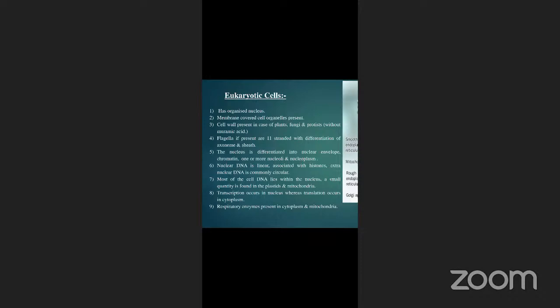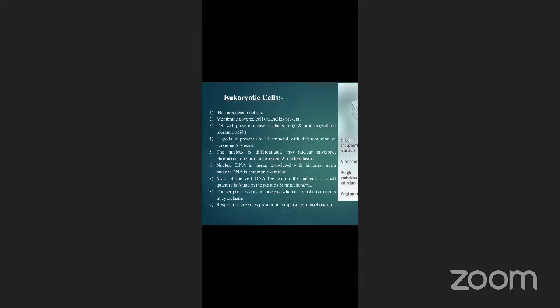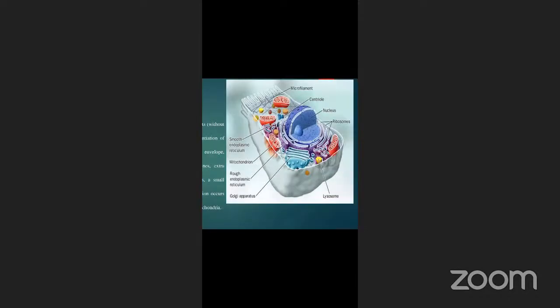Then most of the DNA lies in the nucleus. Only a small quantity of DNA is present in the mitochondria and plastids. And transcription occurs in the nucleus and translation occurs in the cytoplasm. So once transcription is done, mRNA is synthesized, and this mRNA will travel to the cytoplasm where it helps in the synthesis of protein. Then respiratory enzymes are present in the mitochondria and cytoplasm. So this is the structure of the eukaryotic cell.